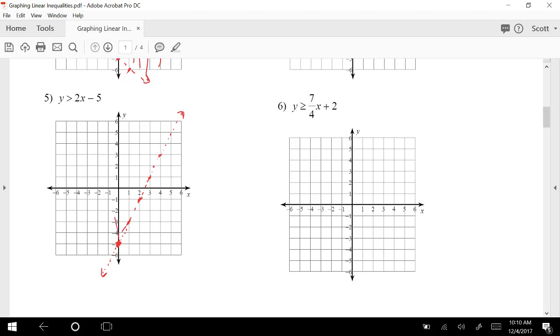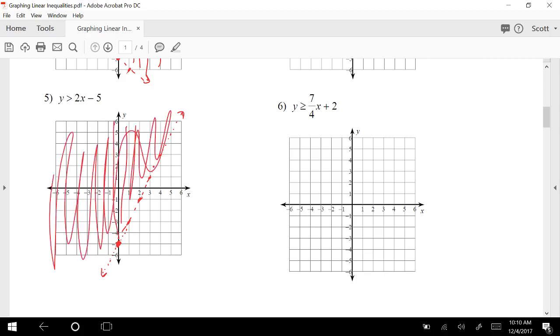More than would be above all of this, so shade all of this in. This one, we have an equal sign, so it's going to be a solid line. Start at our y-intercept of 2, and then we should go up 7 over 4. But this is going to be over the graph. So the opposite of up 7 over 4 would be down 7, left 4.